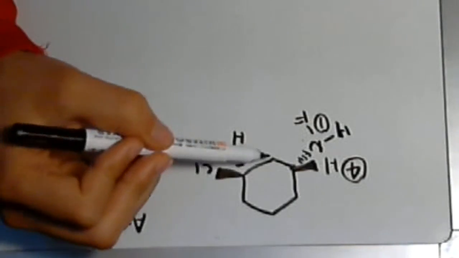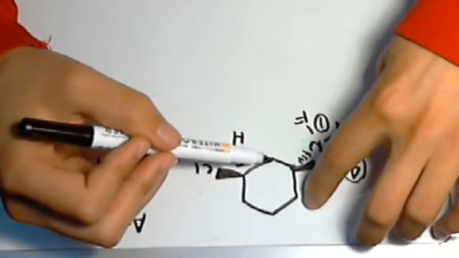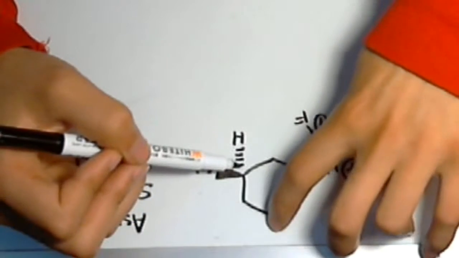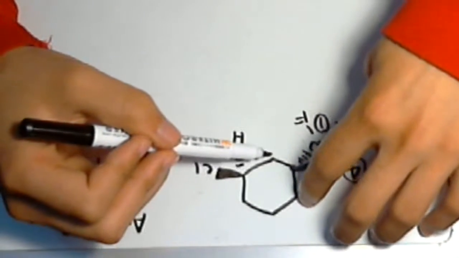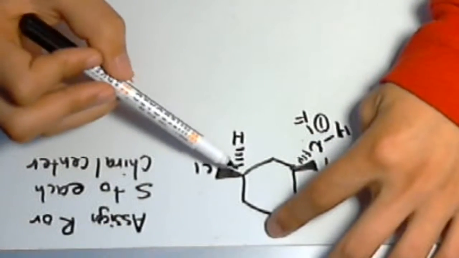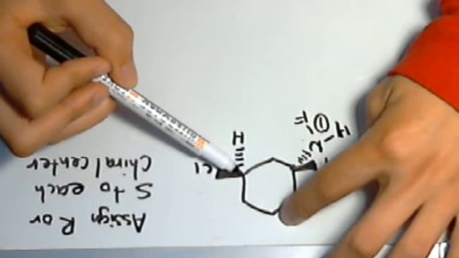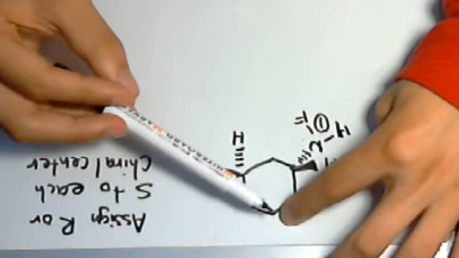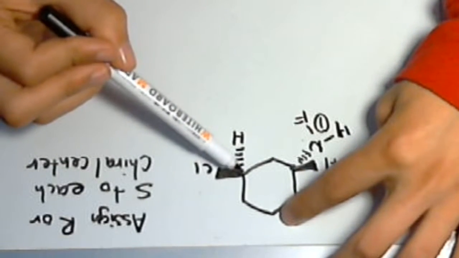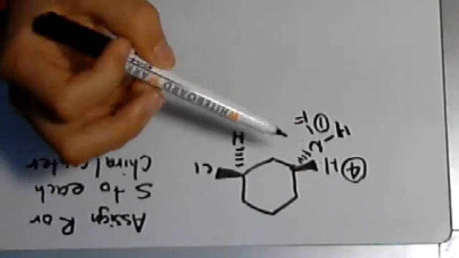So these 2 are tied, right? They both have 2 hydrogens and 1 carbon attached to it, 2 hydrogens implicitly and 1 carbon. So what you do when you're tied is you go out 1 more. Now we have this carbon and this carbon. This carbon has 2 hydrogens and a carbon, but this carbon has a Cl attached to it, so it's going to be higher priority.